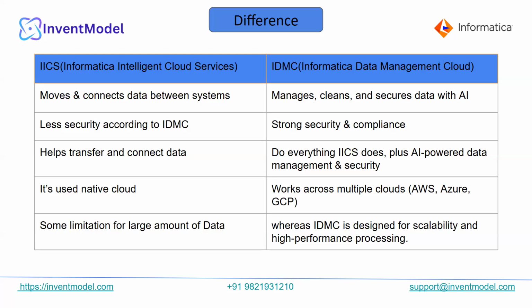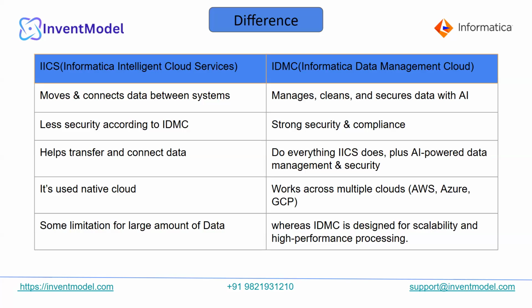And another one is that IICS is used on native clouds, meaning we can use it only on native clouds, but in IDMC we can use it across multiple clouds, like Azure, AWS, GCP, and many more in the market. So we can easily use it in multiple cloud-based systems.